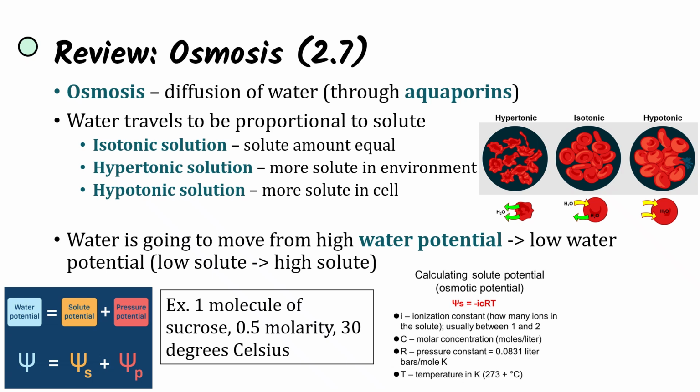And water is going to move from a high water potential to a low water potential, which means it's going to move from an area where water is free and can bind to a lot of molecules, without much solute, to low water potential, where water is already bound to a lot of solute. There's not much freedom moving around. So basically, from a place of low solute to high solute, water is always going to follow the solute.